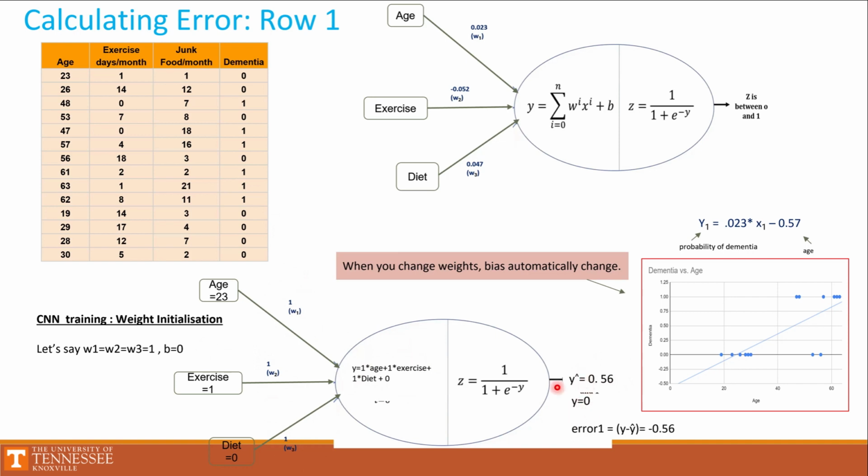And your actual answer, here, I just fed the first row. So it was age 23, exercise 1. And here, your diet, it's a misprint. It also has to be 1. And finally, you are getting a number as 0.56. But your actual number should be 0, right? So this is your starting point. Now, how to bring this number to 0?